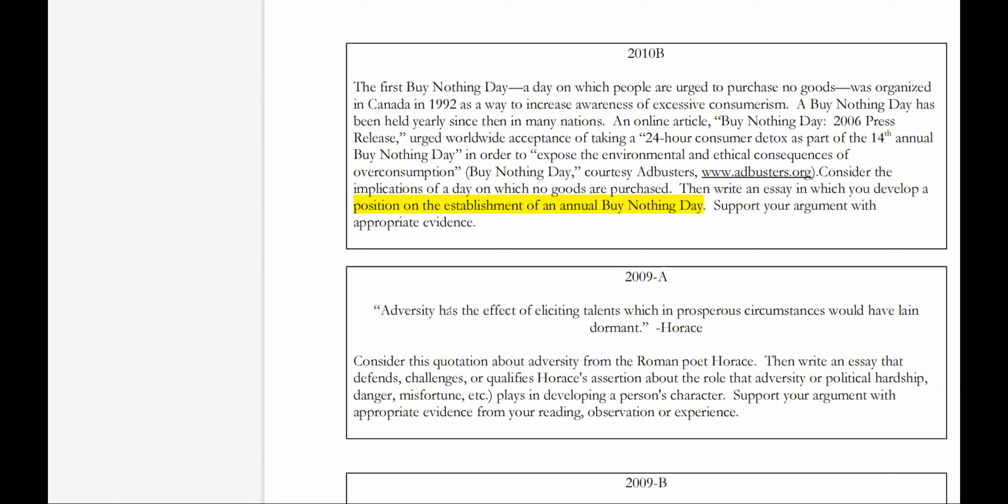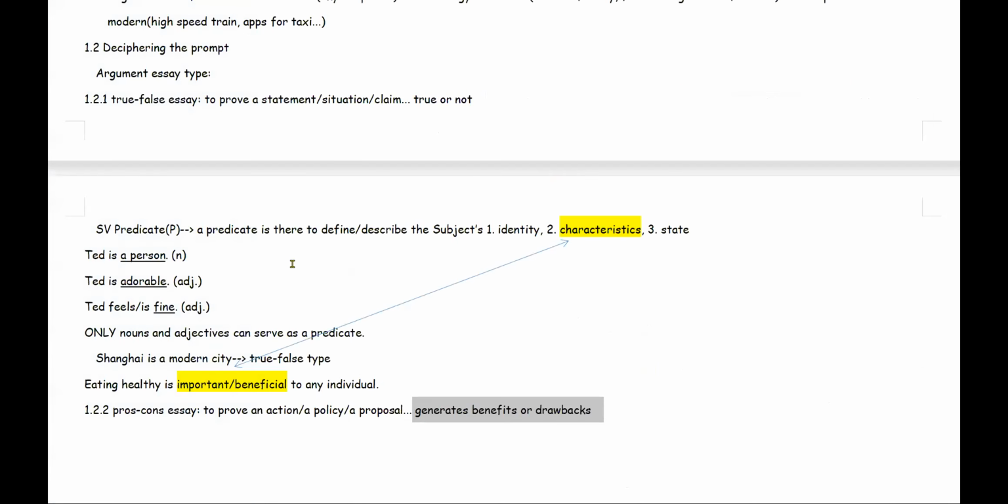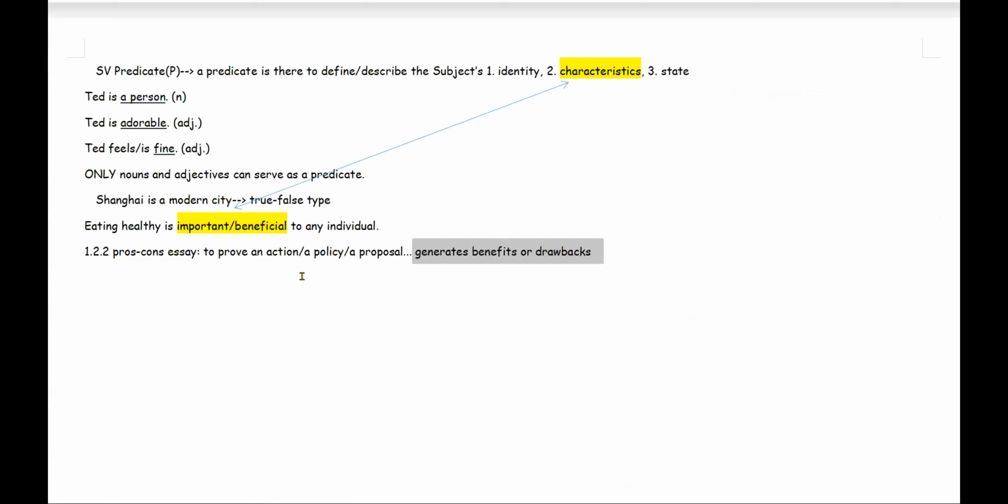Does that make sense? So that's our step one. Very important. Make sure we understand it is a true false or pros cons essay. Once we establish that, then we can move on to step two, how to systematically come up with your arguments.